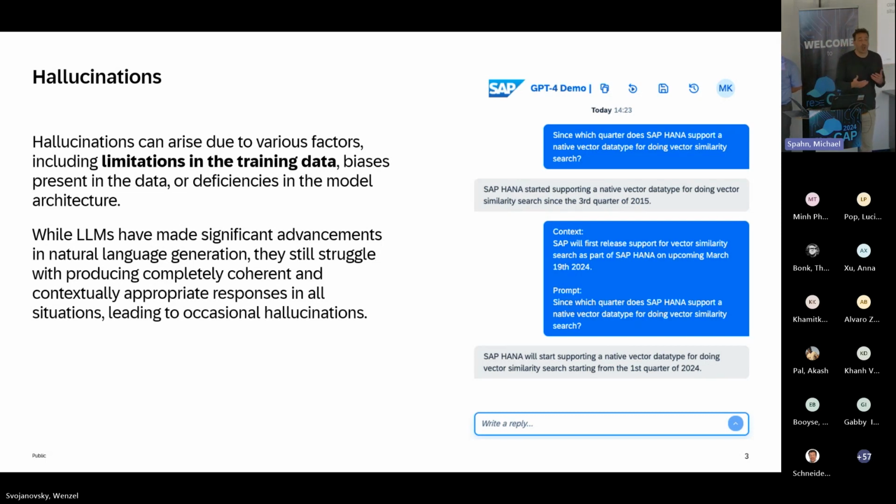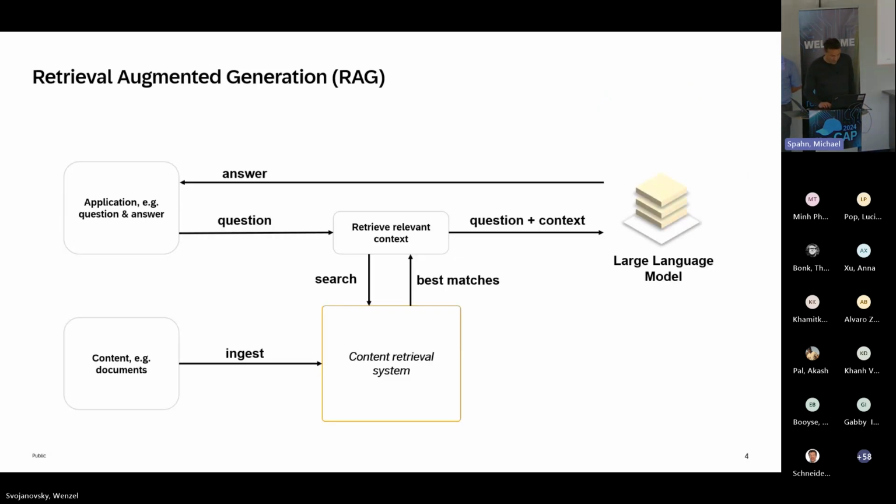So how can you overcome the large language model producing a wrong answer, to hallucinate? One very simplistic trick is to provide context. So you give it some information at hand. For example, since the first quarter, we are supporting a real vector data type in SAP HANA Cloud, and then you ask it a question. And of course, this time the answer is much better. This approach, providing context to a large language model in order to generate higher quality answers, is usually called RAG, Retrieval Augmented Generation. And that pattern is very simple.